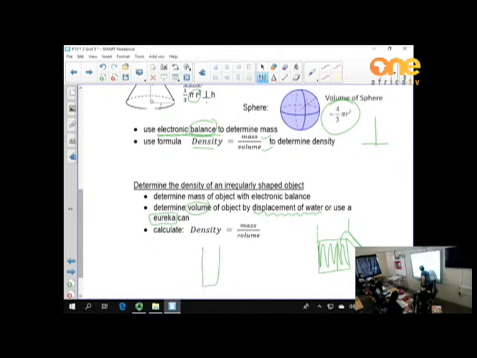If I don't have a eureka can, I can use a measuring cylinder. I can put some water into it. I take the reading. Then I add the irregular shaped object. The level is going to rise. I take that reading and I subtract the one from the other, and that will give me the volume.